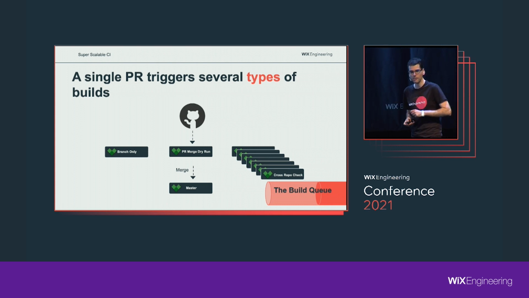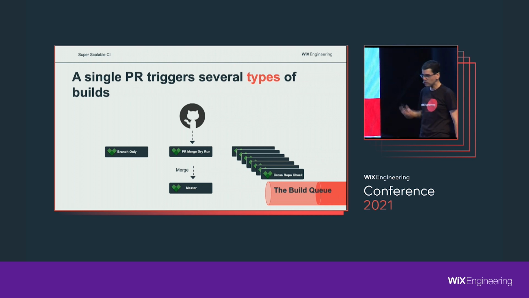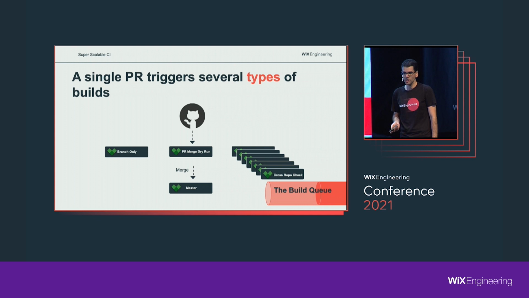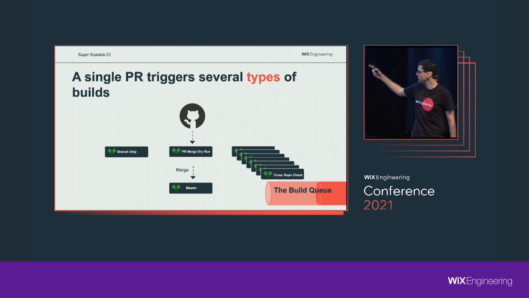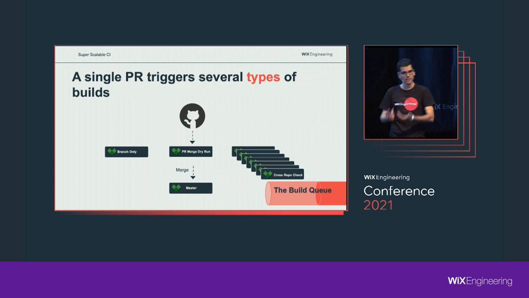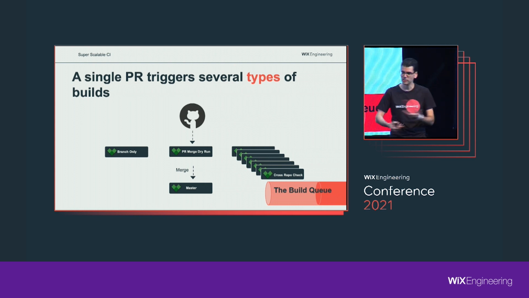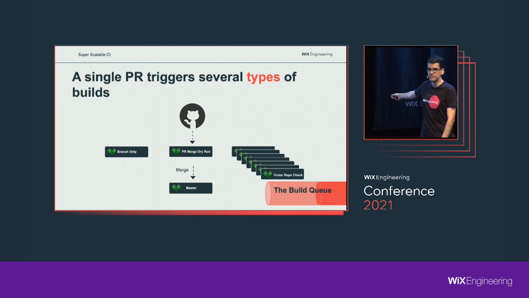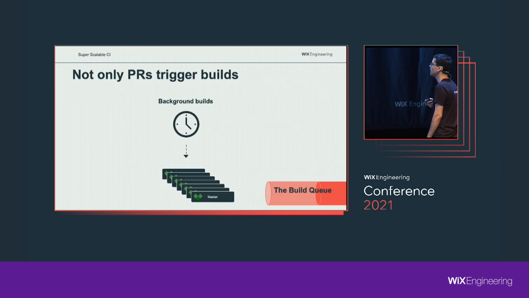So let's do a quick recap, right? One pull request, we have one branch only build, one PR merge build, and possibly 60 cross-repo checks. And once the PR is merged to master, we have a master build that runs Bazel on the master branch, creates an RC, and all of that jazz. So all of those builds are being routed to the same build queue.